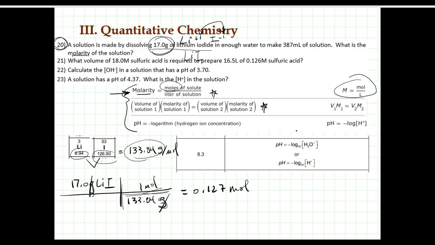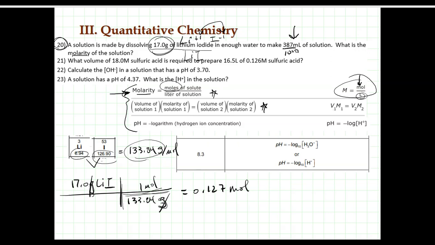This is not our final answer. I now have the mole part. I still need my liter part before I can find molarity. So back to the question, 387 milliliters. We need to turn that into liters. So there are 1,000 milliliters in 1 liter. And so therefore I can either divide this by 1,000 or use the very nice shortcut.